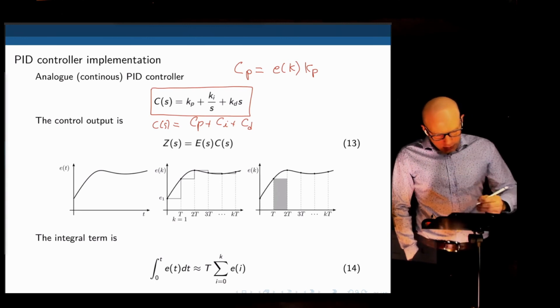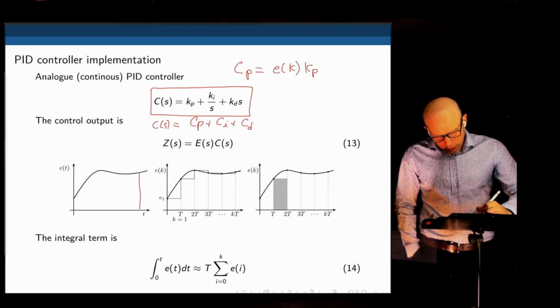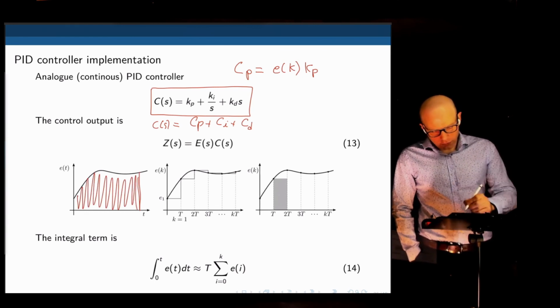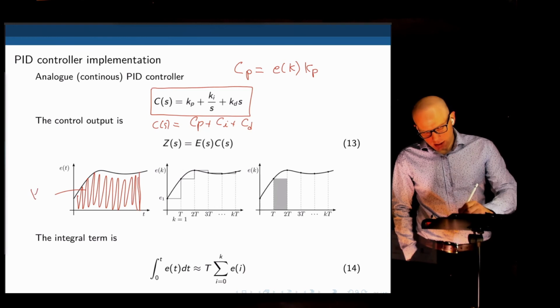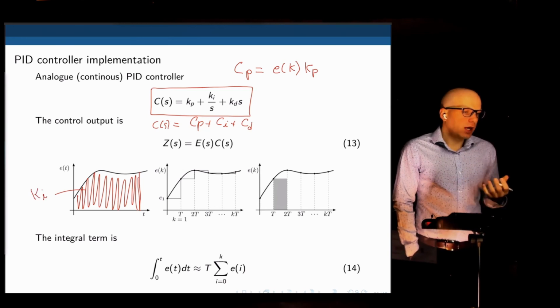How do you calculate the integral of this curve here? Well, the integral of this curve would represent this area, wouldn't it? And if you multiply this area by Ki, that is the integral gain.